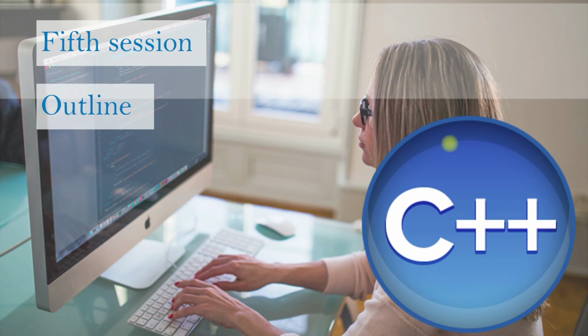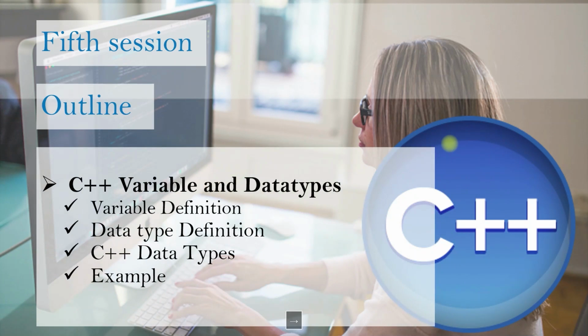The outline for today's lesson is like this. The title for today's lesson is C++ variable and data types. Under this title, we are going to learn three important things: first, variable; second, data type; and third, C++ data types. And finally, like our previous lessons, at the end we'll work on an example regarding all these three concepts.